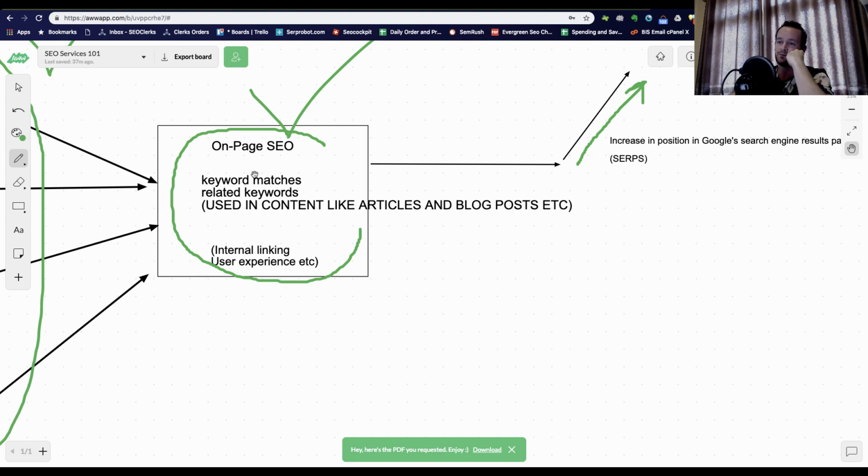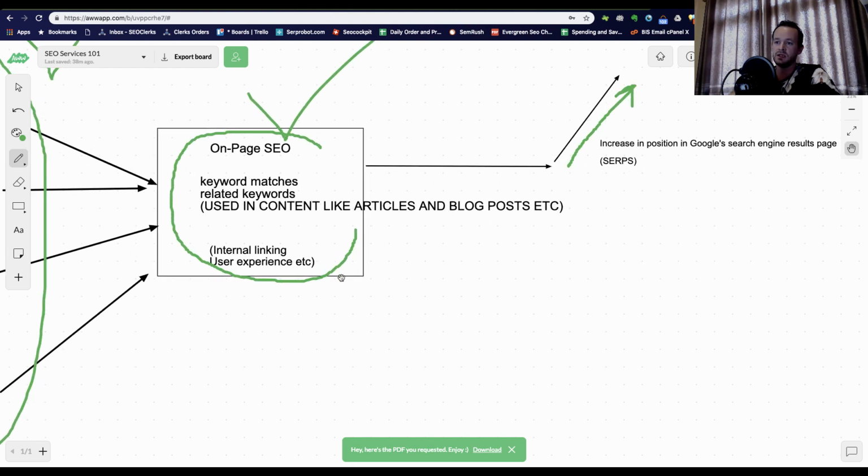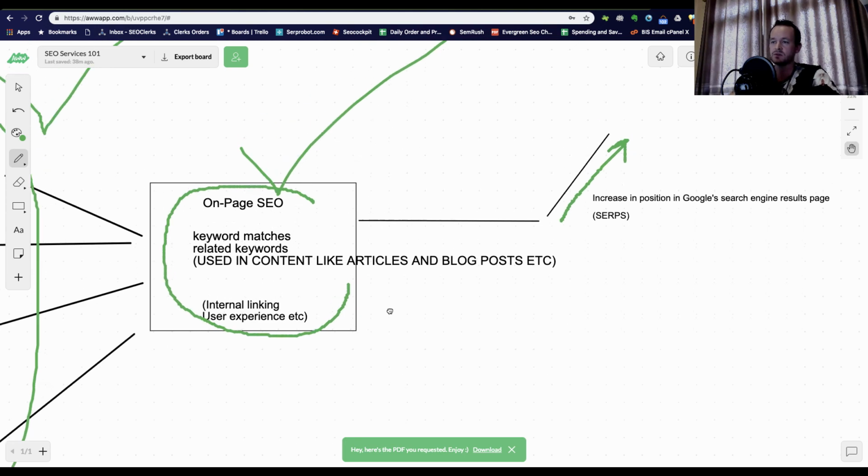And then the on-page SEO. We've got keyword matches. Again, we've got related keywords that are used in things like content and articles. You can't really put keywords on a page unless you've got content, which is why I advise that you get into content as well if you want to start providing services to people, because everybody needs content. And there's other things like internal linking and user experience that also add to the mash of credibility signals to Google.